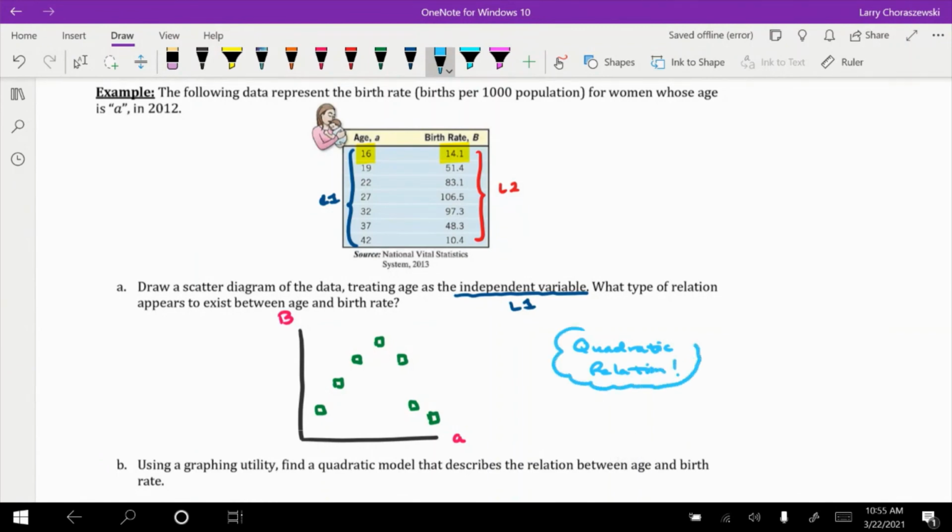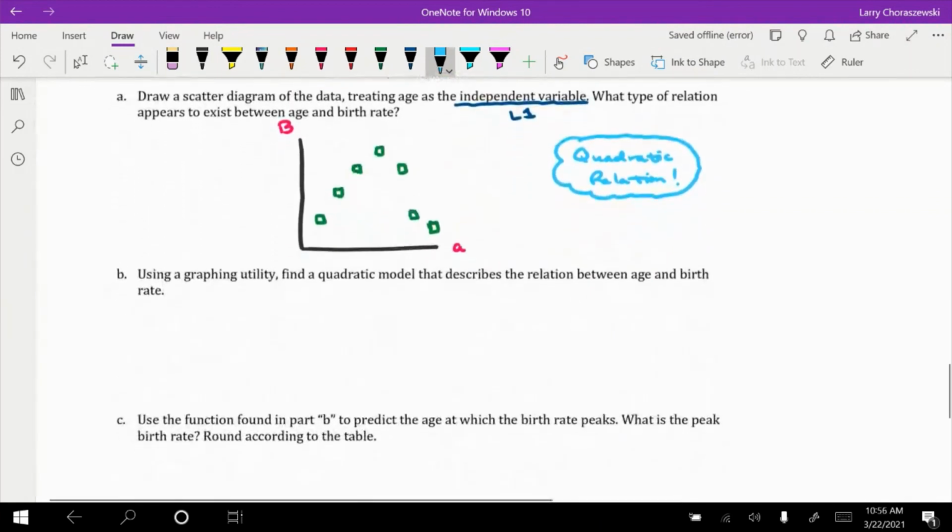And the last thing that we'll do today is part B. I want to show you how to get the quadratic function that can be used to approximate these data values. And then I'll include the solution to part C on Blackboard.